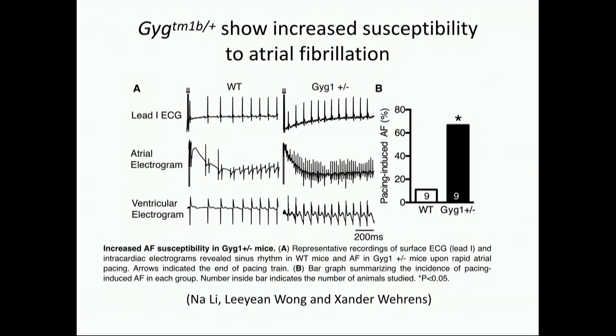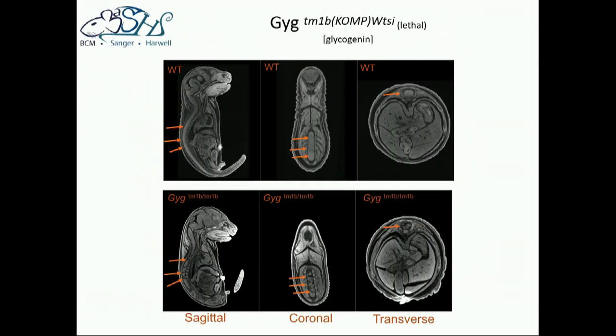The heterozygous mice in this case do confirm the arrhythmia type phenotype seen in adults. These mice have an increased susceptibility to atrial fibrillation when you conduct pacing experiments. So we think that the heterozygous phenotype actually matches pretty well with the arrhythmia data from human patients.